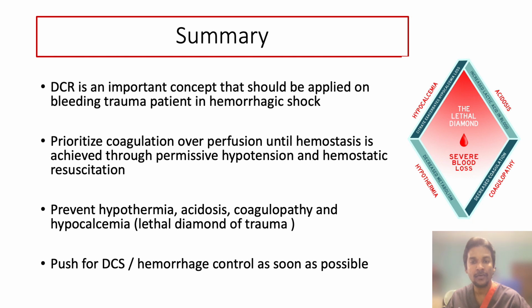Now we have come to the end of my presentation. In summary, DCR is an important concept that should be applied on bleeding trauma patients in hemorrhagic shock. During DCR, prioritize coagulation over perfusion until hemostasis is achieved through permissive hypotension and hemostatic resuscitation. Hypothermia, acidosis, coagulopathy, and hypocalcemia, which is also known as lethal diamond of trauma, should be prevented at all costs. Push for damage control surgery or early hemorrhage control as soon as possible in order to improve the rate of survival and reduce morbidity.